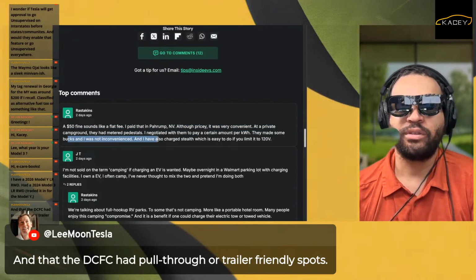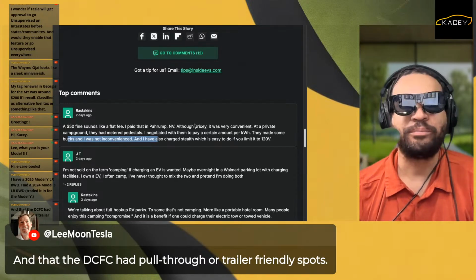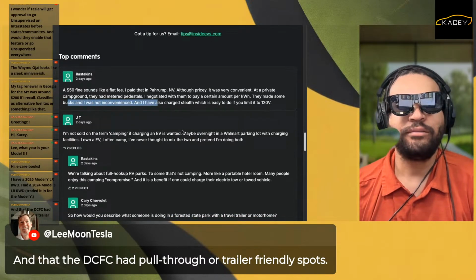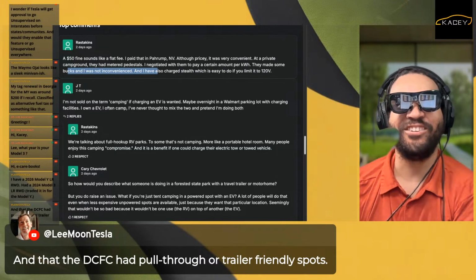I've also charged stealth, which is easy to do if you limit to 120 volts. This is true, too. Or like I said, plug it into the camper, and then it's a load on your camper.